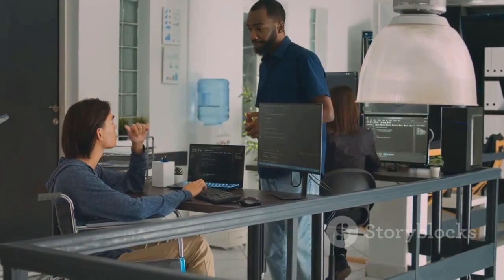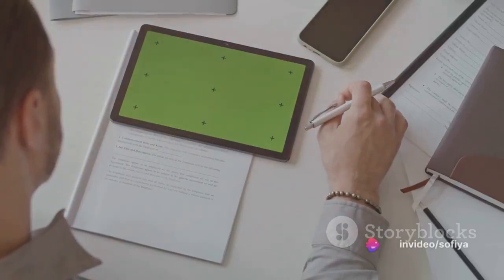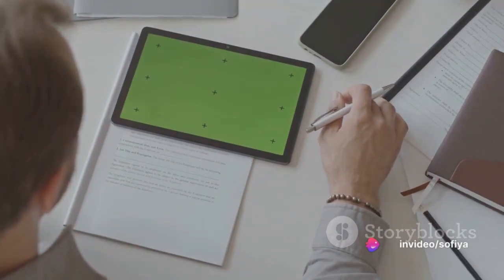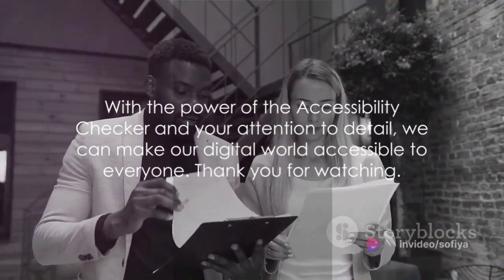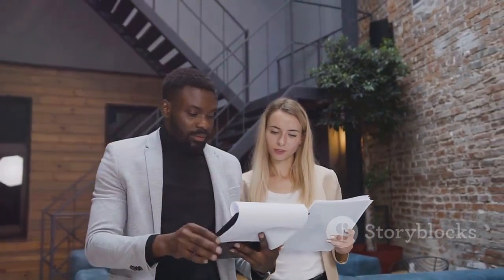Remember, though, that the accessibility checker might not catch all accessibility issues. A manual, visual review of your work is always necessary to find any hidden problems. With the power of the accessibility checker and your attention to detail, we can make our digital world accessible to everyone.